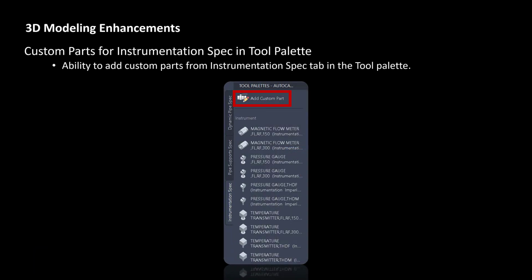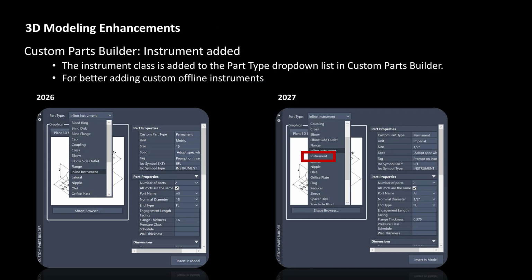For instrumentation workflows, there's now the ability to add custom instrument parts directly from the Instrumentation Spec tab in the tool palette. This streamlines placement of custom instrumentation components and reduces the need to switch between different tools or dialogs. It's a small change, but one that improves day-to-day efficiency.